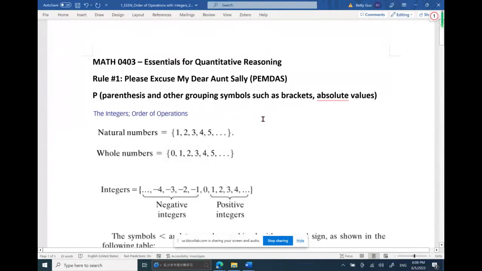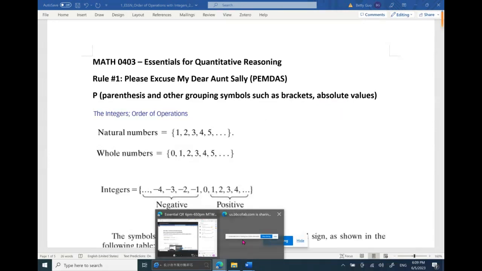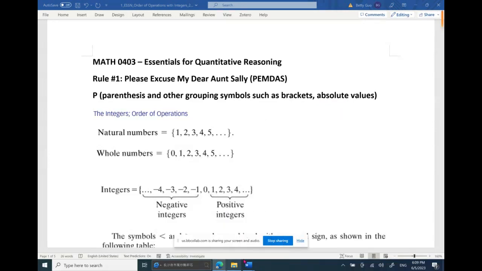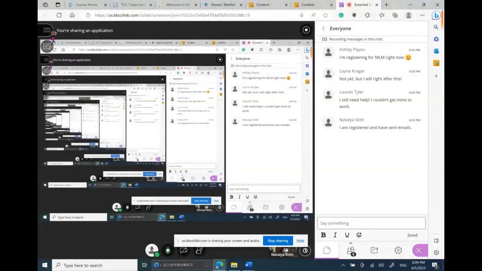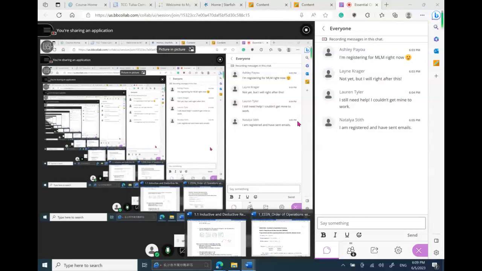When we have grouping symbols in an expression, we should always take care of the content in the grouping symbol first. Let me double check, am I recording this or not? Oh, yeah, I'm recording. Awesome. So you should be able to watch the video again after.